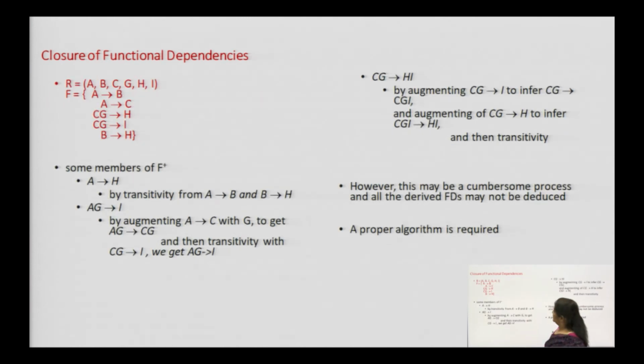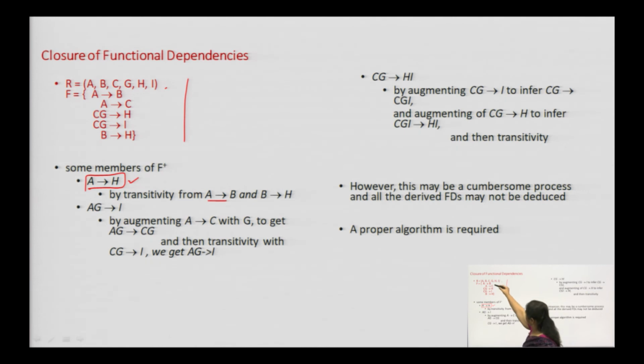For example, let's see over here, we have this as the given set of functional dependencies for the relation schema R with the attributes A, B, C, G, H, I. Agreed? A to B, A to C, CG to H, CG to I, and B to H. Now consider A to H. I say it is an implied or a deduced functional dependency. How?